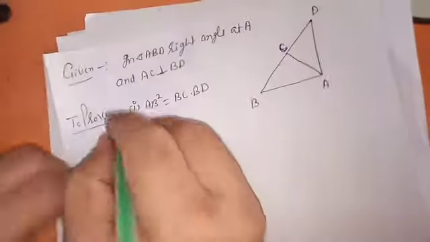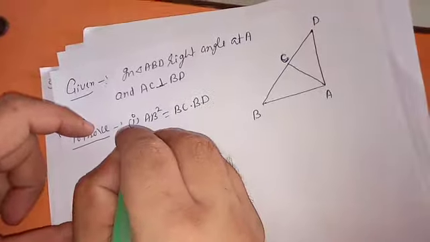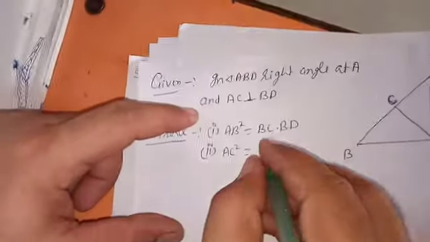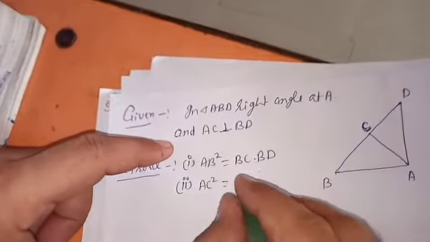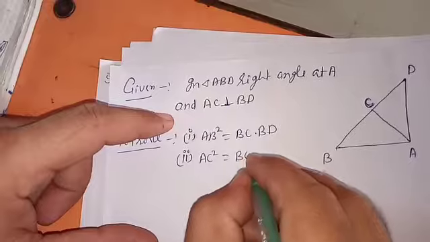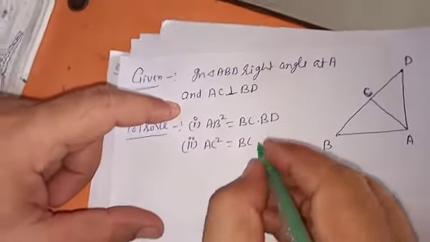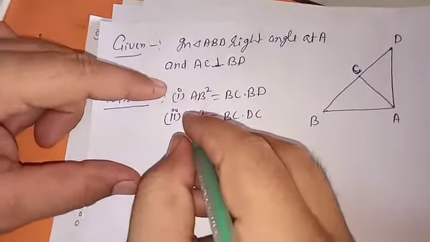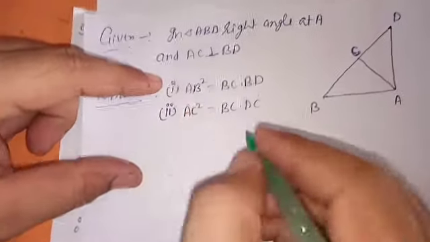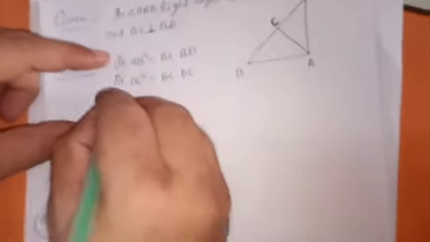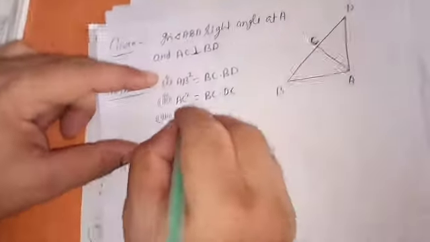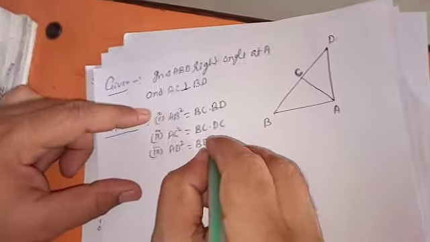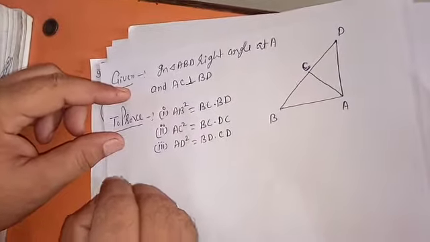Second is what? AC square is equal to BC into DC. Third one, AD square is equal to BD into CD. So first part you can do.